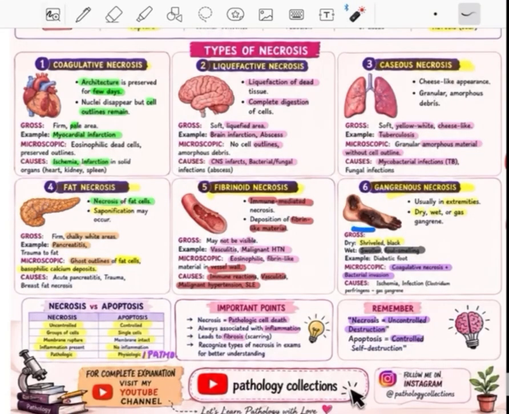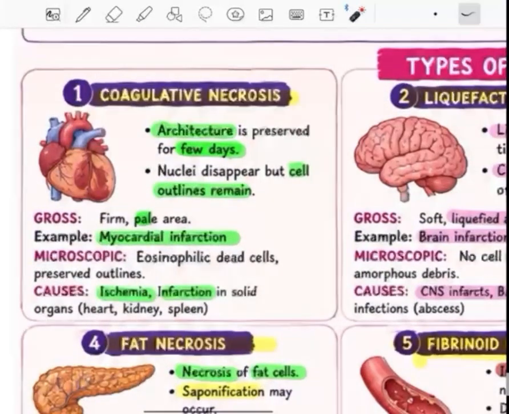Now coming to coagulative necrosis. In coagulative necrosis, dead tissue retains the architectural outline for several days. Here, the cell outline is preserved for a day. In the nuclei, first karyolysis will happen, then karyorrhexis, then karyopyknosis. Here, the eosinophilic anuclear cell can be seen on microscopy. The inflammatory reaction will be there at the periphery. So on microscopy, we'll find eosinophilic dead cells with preserved outlines.